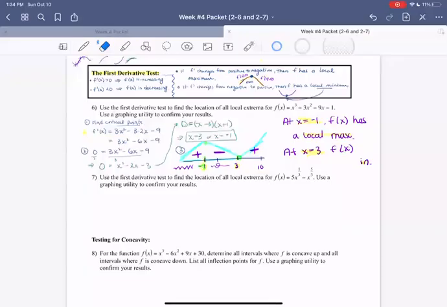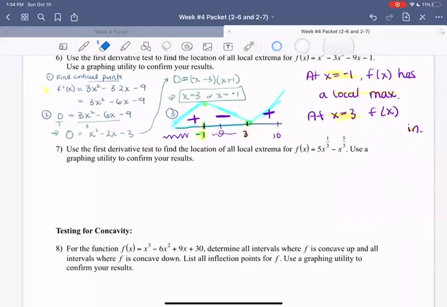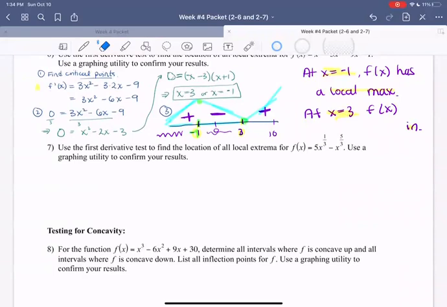In this video, we're going to continue our notes and examples on the first derivative test. So let's look at this example 7. In this example, we're going to use the first derivative test to find all of the local extrema, that is the local minimum or maximums, for the function given. And then we're going to use a graphing utility, so a graphing calculator, to graph our function and confirm our results.